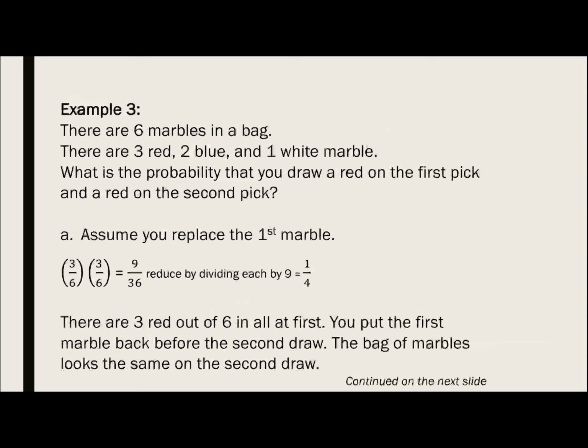So we're going to multiply. There are 3 red out of 6 times. If you replace the first marble, what does the bag look like? The same. So if you put it back, there's 3 red out of 6 total. Multiply straight across and reduce by dividing each by 9. 9 into 9 and 9 into 36.